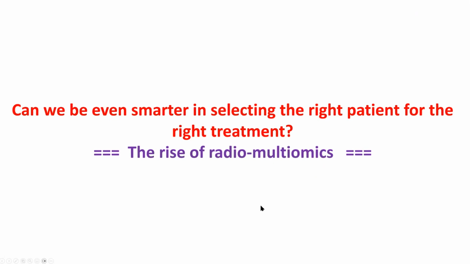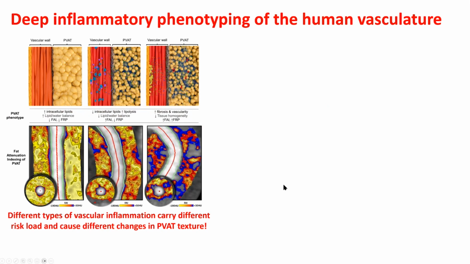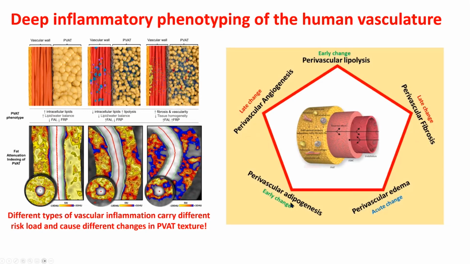And before I close, I want to give you a very, very brief overview of what is coming next. Can we become even smarter in selecting the right patients for the right treatments? I would give you a very high-level overview of the concept of radio-multiomics. As I have mentioned earlier, depending on the type of inflammation you have in the coronary arteries, you get different changes in the perivascular space. This could be lipolysis, fibrosis, edema, adipogenesis, and angiogenesis.